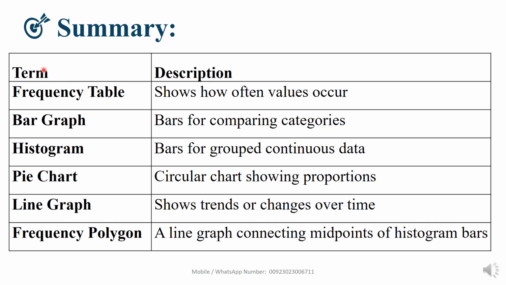Summary. Term and description. A frequency table shows how often values occur. Bar graph, bars for comparing categories. Histogram, bars for grouped continuous data. Pie chart, a circular chart showing proportions. Line graph shows trends or changes over time. Frequency polygon, a line graph connecting the midpoints of histogram bars.